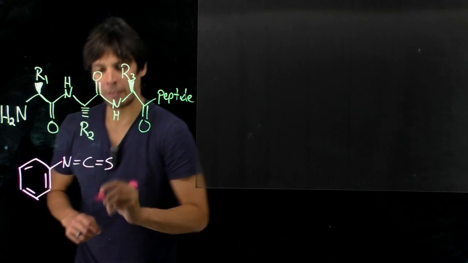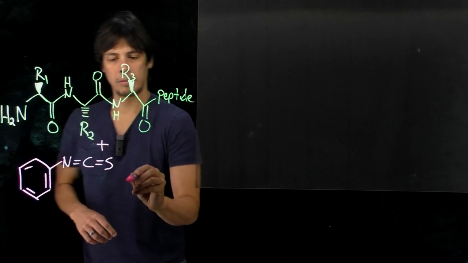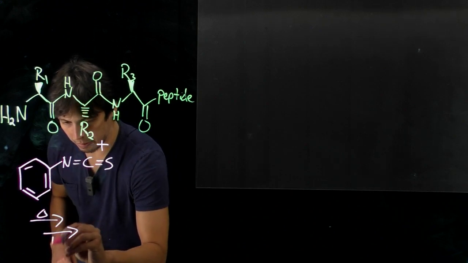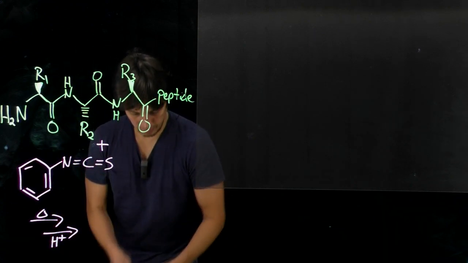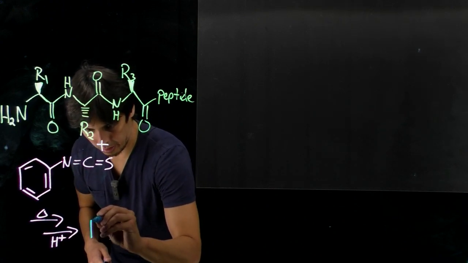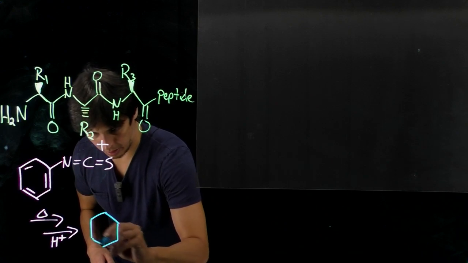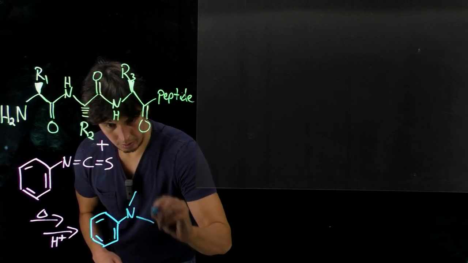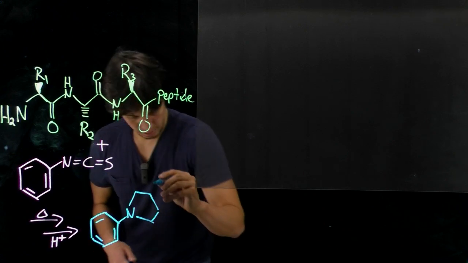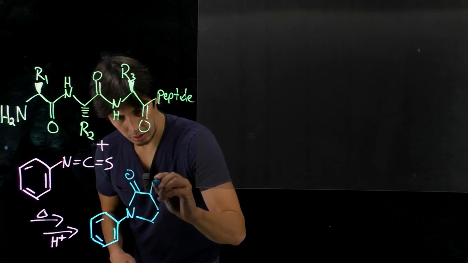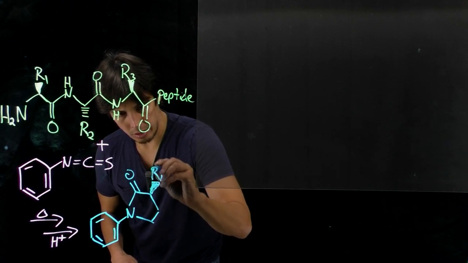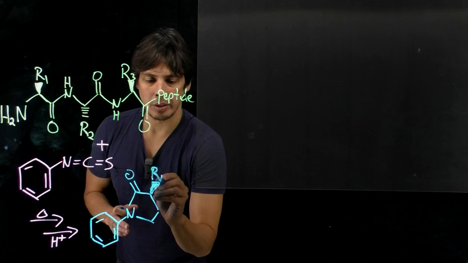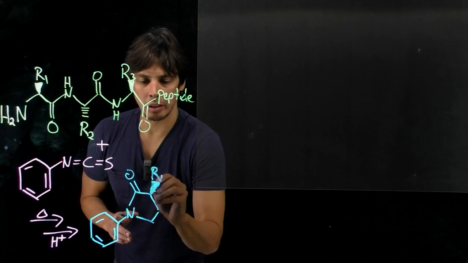Carbon. There we go. All right, and this will react with the peptide, forming, eventually, after adding heat and acid, a ring. So note this is R1, what's known as the N-terminus, because this is the amino terminus of the peptide fragment that we're looking at. So this selectively reacts with the N-terminus of the peptide.